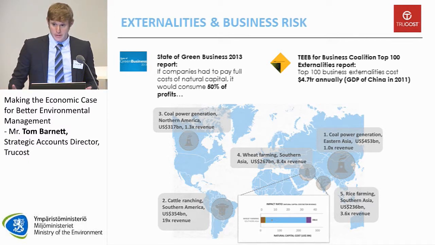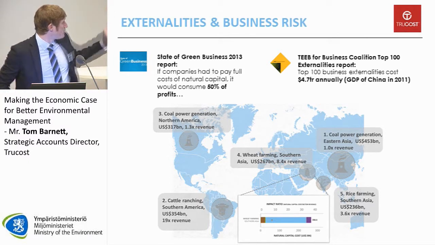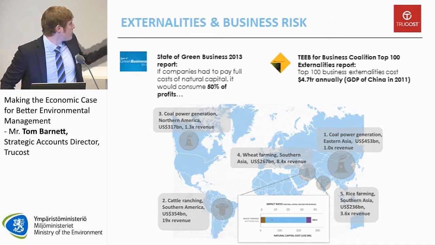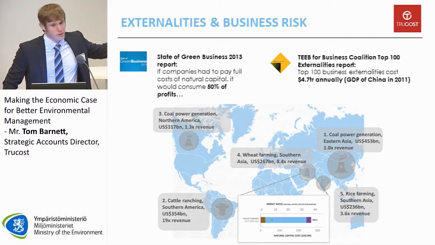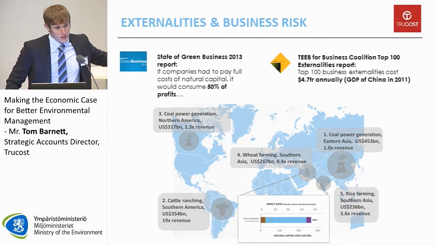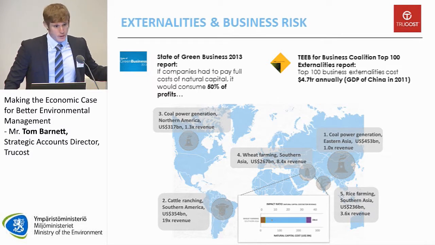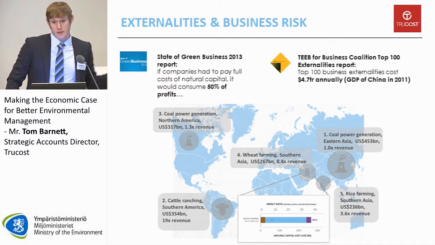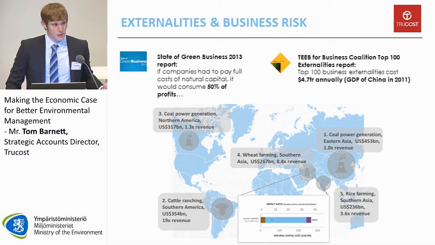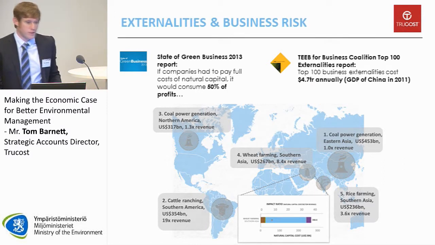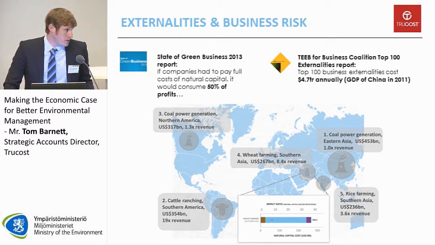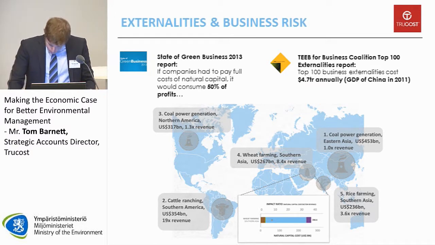Certain sectors are obviously more exposed than others, but to give an example from the top 5 sectors here, for cattle ranching in South America, it was calculated that the environmental damage caused by that activity equated to about 19 times the revenue of the sector. So that obviously has serious implications for the long-term environmental and economic sustainability of that entire industry.